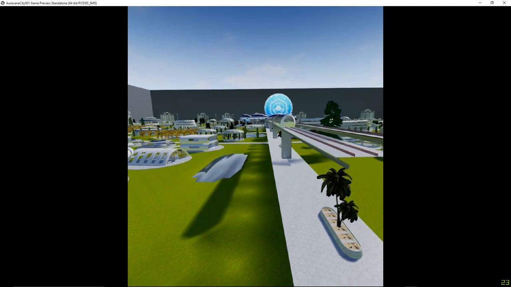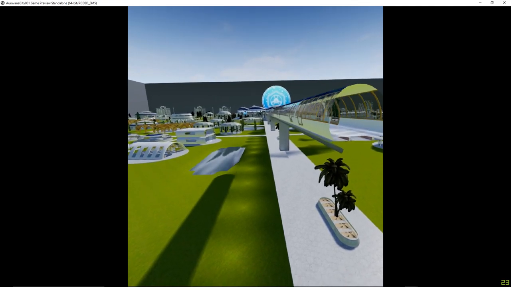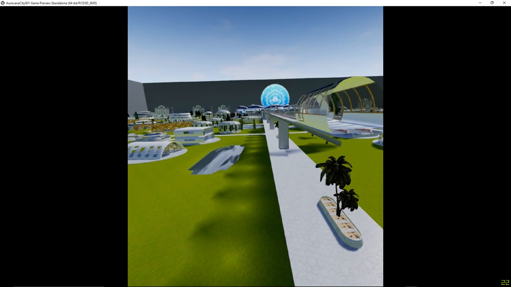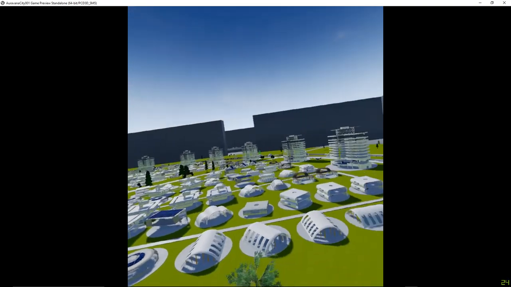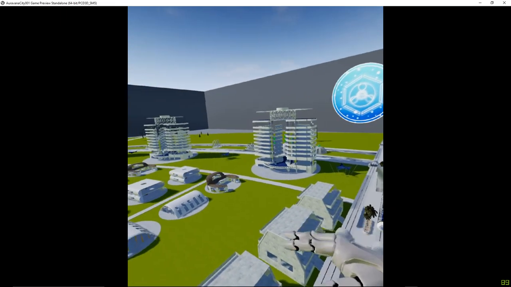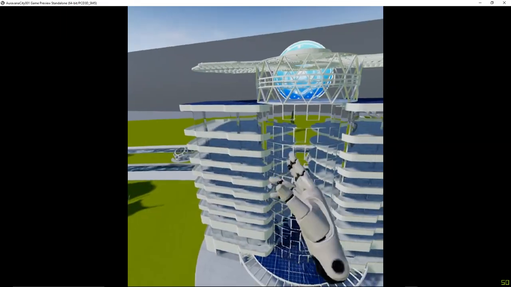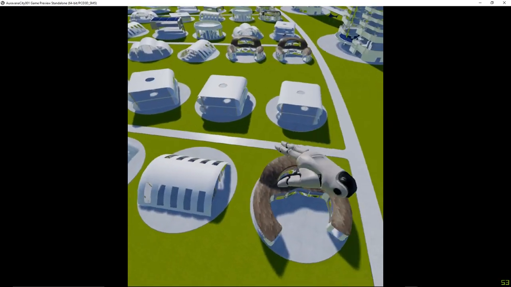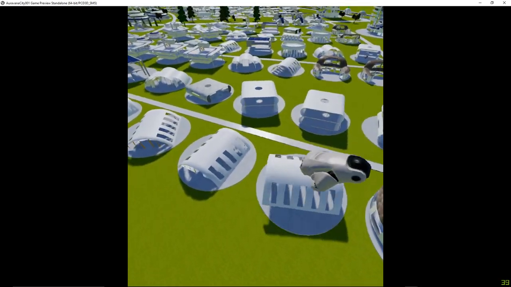Okay, here's the intercity rail system. Yeah, and it'll go to the end of the city and then return. Great. Reposition this, reposition this, reposition that.